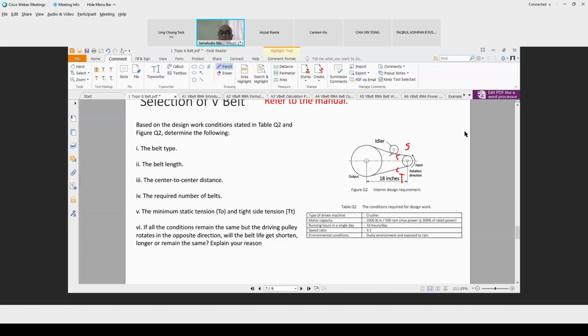The environment condition is going to be dusty and exposed to rain. Maybe we put the structure outdoors, in a dusty environment. That is going to be the environment. Determine the following: the belt type, the belt length, the center to center, and at the end we're going to set the tight and the slack side. Okay, that will be your problem.